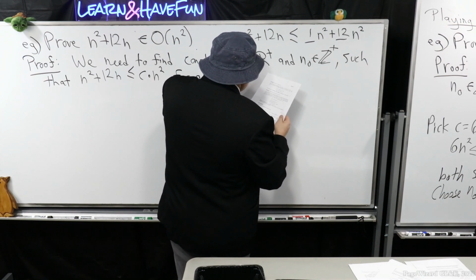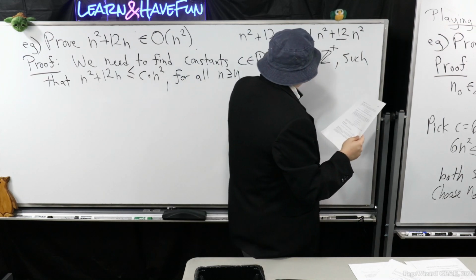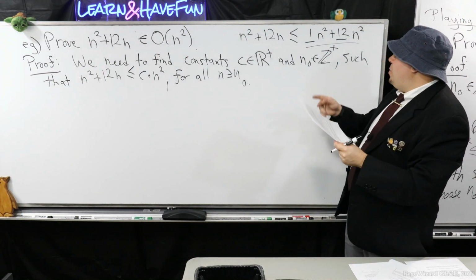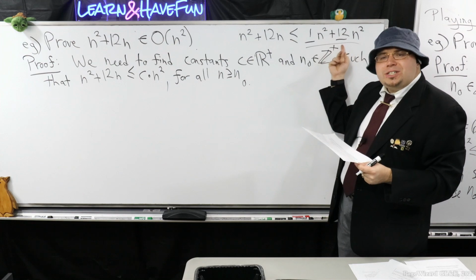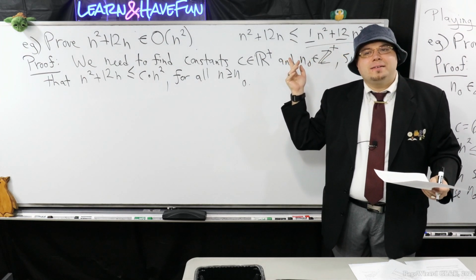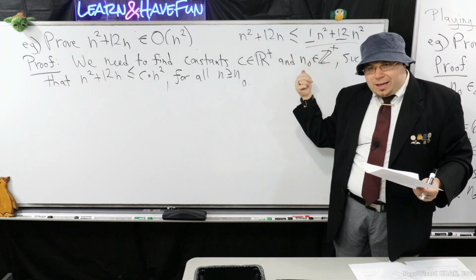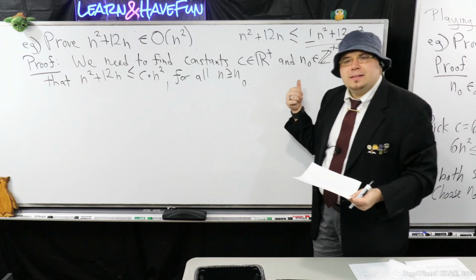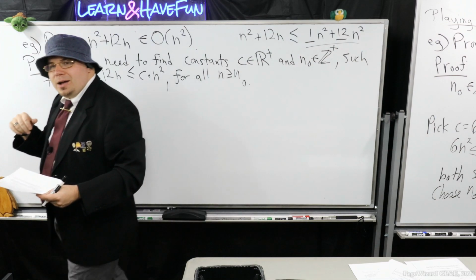Now, if you look at my right-hand side here, up in my side work, notice it's 1n squared, then I have a 12n squared. What should I pick for the constant c then? So I have 1n squared, I have a 12n squared. How many n squareds do I have? How many do I have?